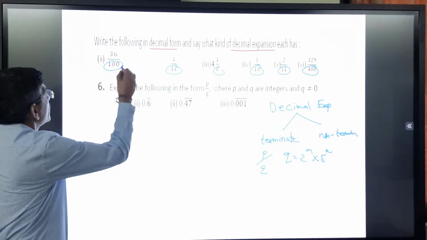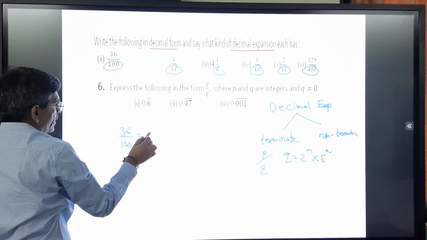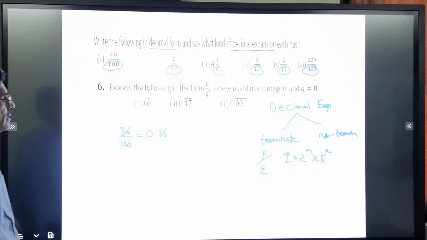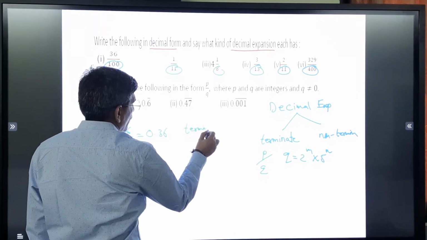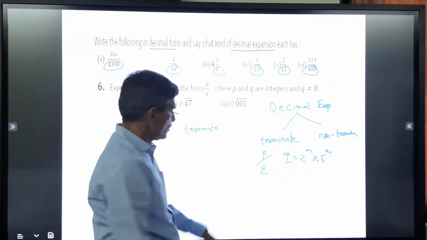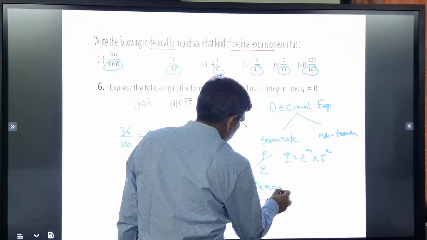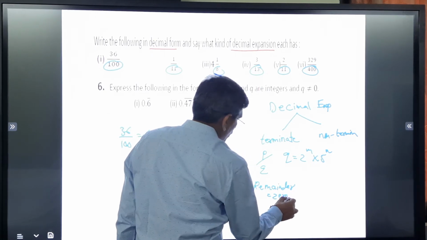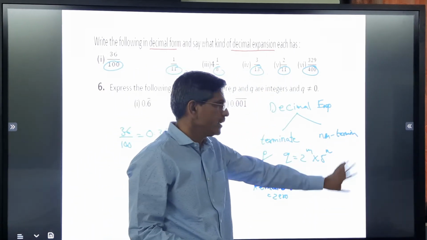Now if you see here, 36 upon 100, it is easy, we can easily convert it into 0.36. So it is a terminating number. Always remember, when the remainder is 0, we can say it is terminating. Here, the remainders are not 0 in non-terminating.